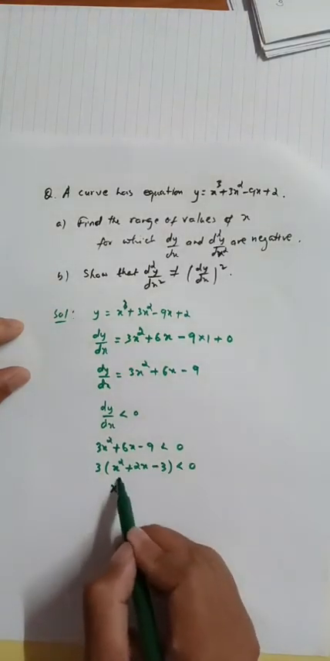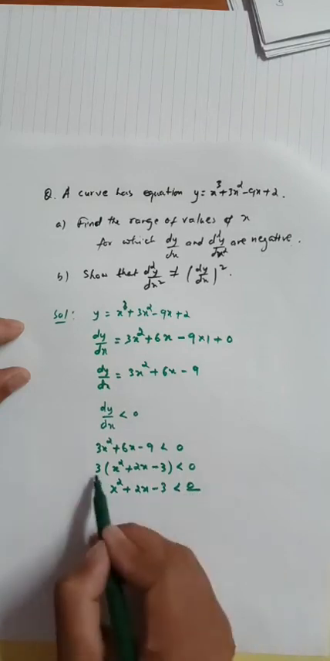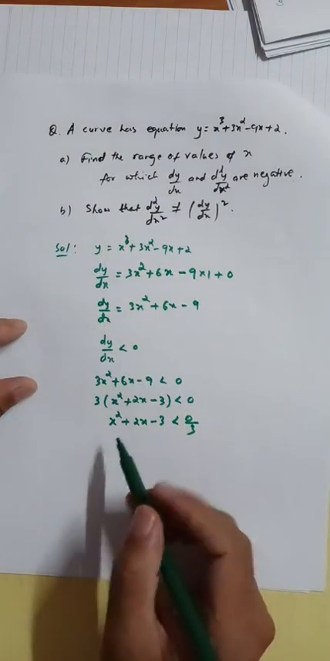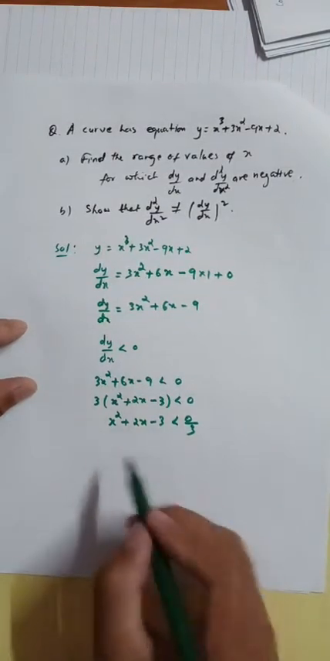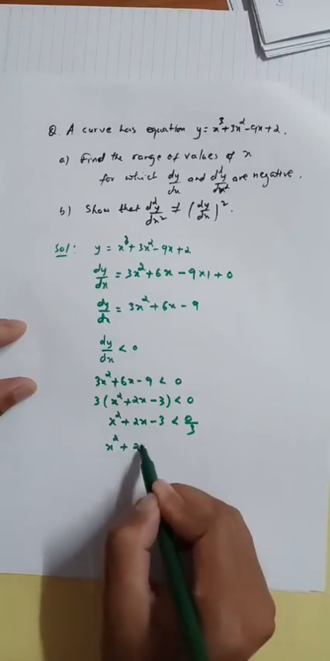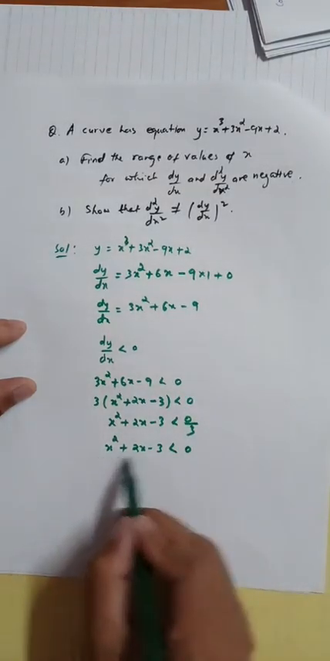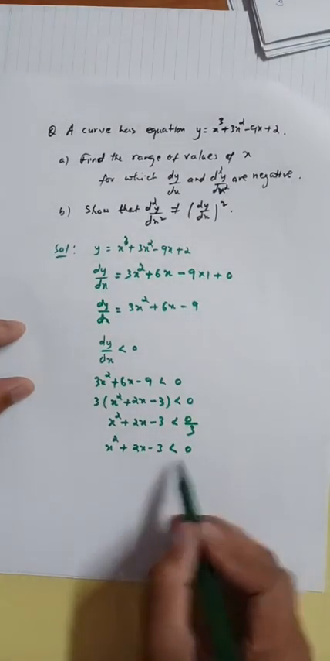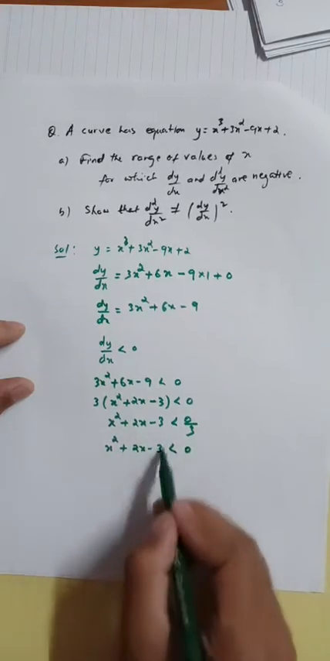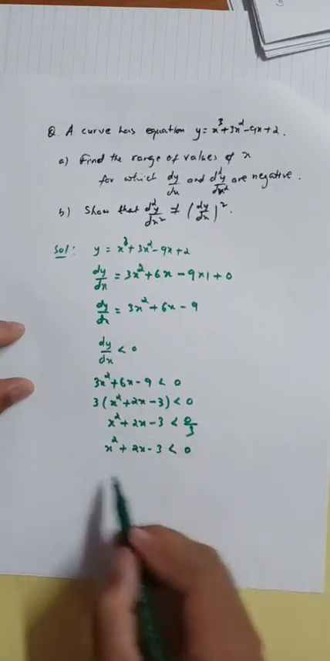The next step is x square plus 2x minus 3 less than 0, divided by the denominator 3. As per the textbook, x square plus 2x minus 3 less than 0 divided by 3 is 0. So this will be our new inequality, and to find the values of x, this is a quadratic expression, so it is a quadratic inequality.